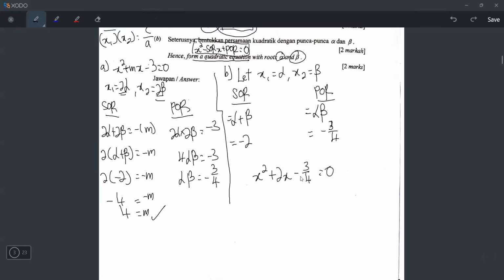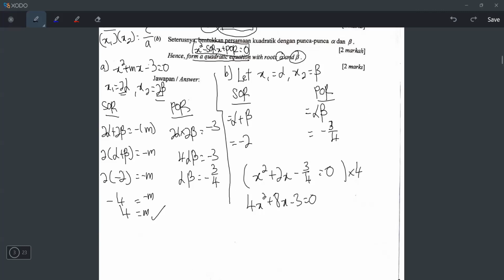Please don't stop your answer here, because you can further simplify further. How to simplify? You can hilangkan fraction by taking everything times 4. So 4x squared plus 8x minus 3 equals 0. This should be your final answer. All right. So that's how you do this question.